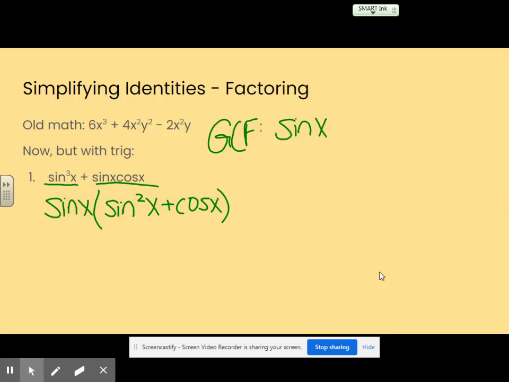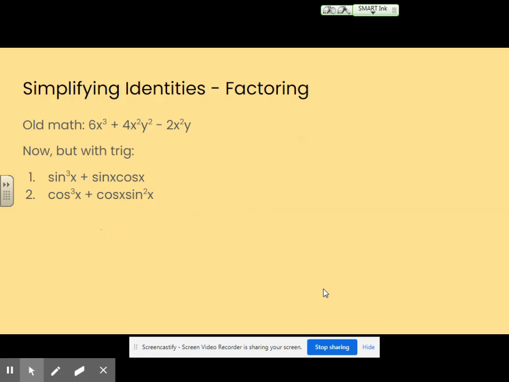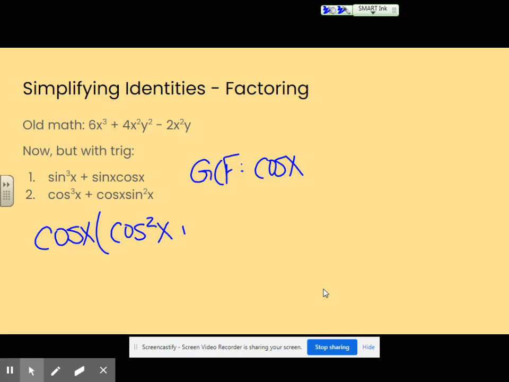Let's look at another example. Cosine cubed x plus cosine x times sine squared x. I'm going to look for what that greatest common factor is. I see that both of the terms have a cosine x, and that's all that they share. So I'm going to write that shared term out front, and I'm going to divide it out from the other terms. So then I'm left with cosine of x times the parentheses cosine squared x plus sine squared x.